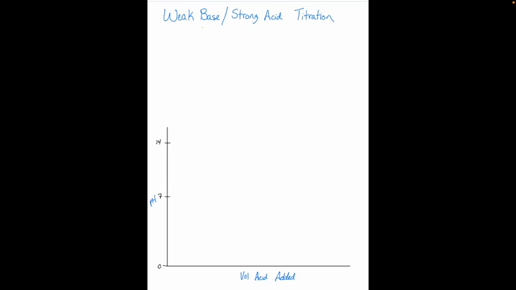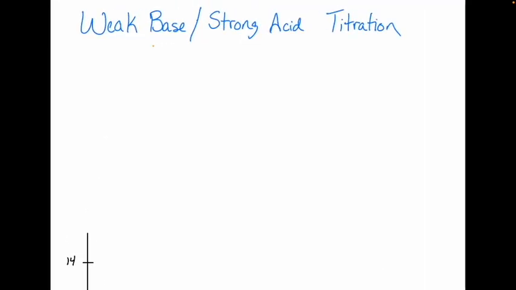All right, so let's just think. If we have a solution of weak base that we're starting out with, what do we think our pH is going to be? Higher than 7 or lower than 7? Higher than 7, right? We have a basic solution. And so our starting point here, what we would call our region 1, is just our solution of weak base. No acid has been added.